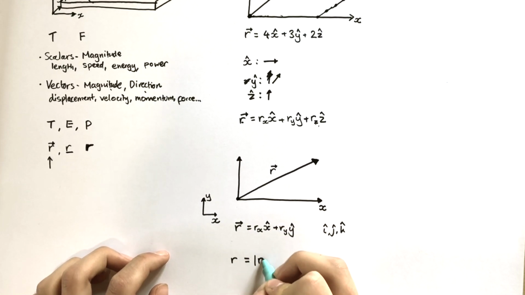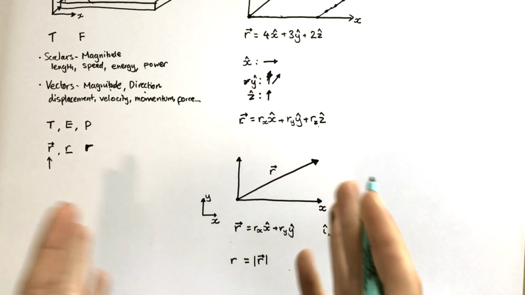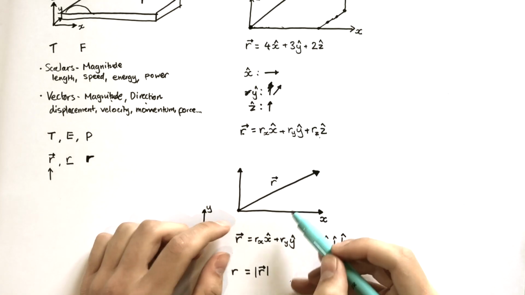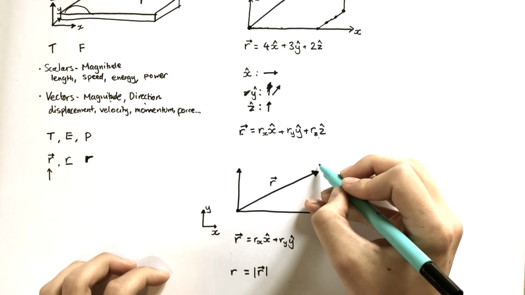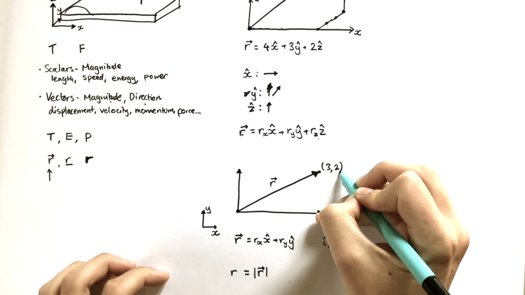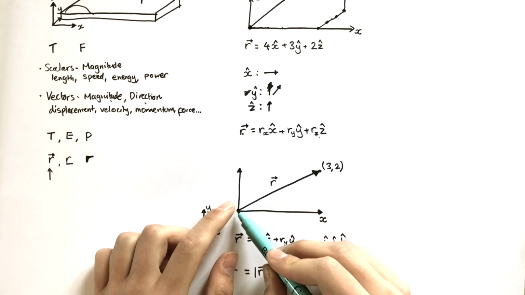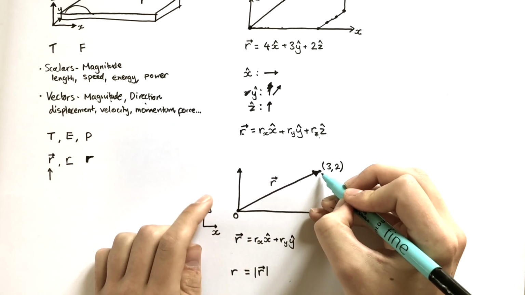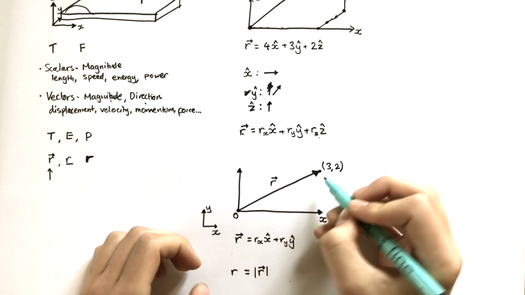And the magnitude we typically put with two straight brackets in front of it. And the magnitude of the vector in this case is simply the length. So say this point up here had coordinates of 3, 2. What the magnitude of the vector is, is actually the distance from the origin right here to this point 3, 2.